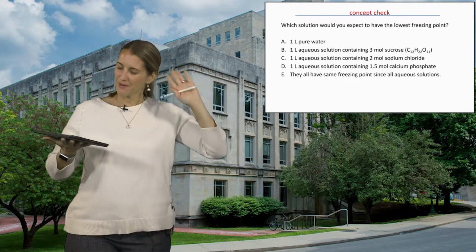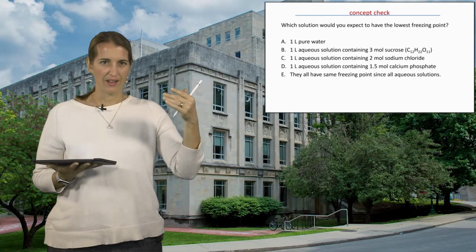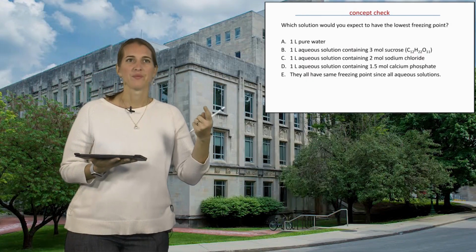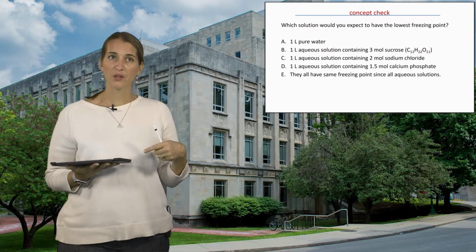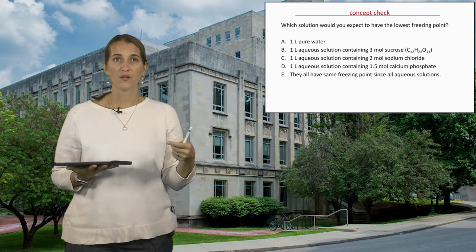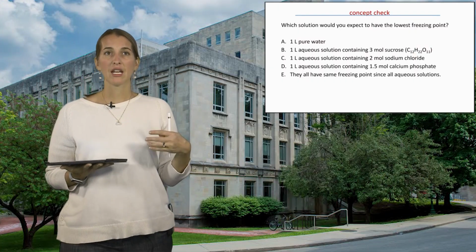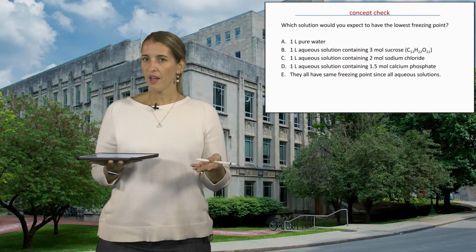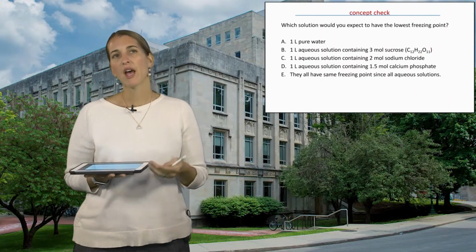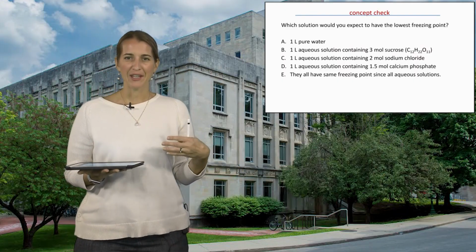And here's just, I want to make sure we have this concept figured out. If you have these 4 solutions here, we have pure water, we have a solution of 1 liter of water containing 3 moles of sucrose, 1 liter solution of water containing 2 moles of sodium chloride, and a 1 liter solution containing 1.5 moles of calcium phosphate. Would they all have the same freezing point, or which one has the lowest freezing point? So take a second, take a little pause here, and then come back with your answer.